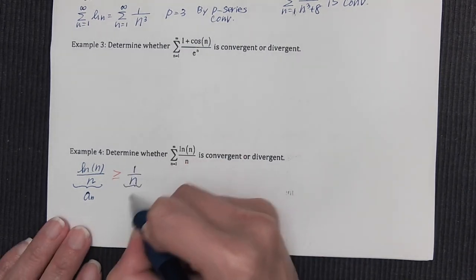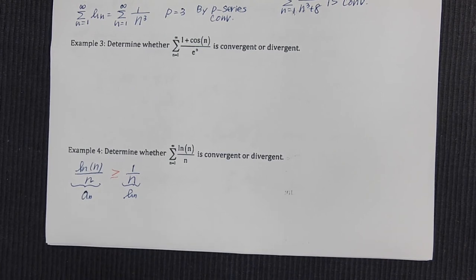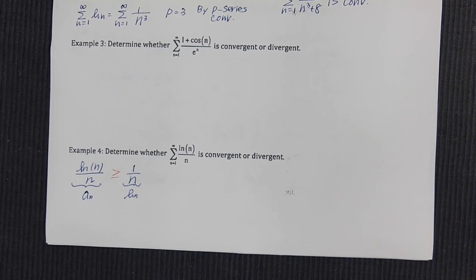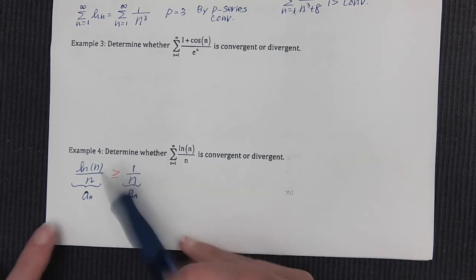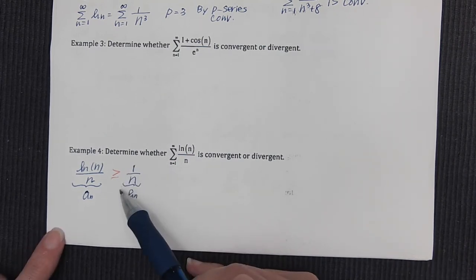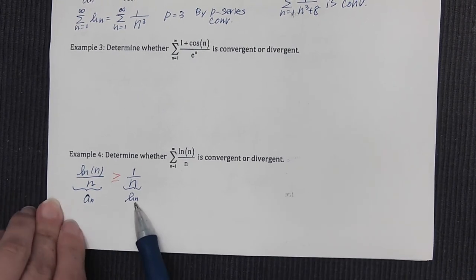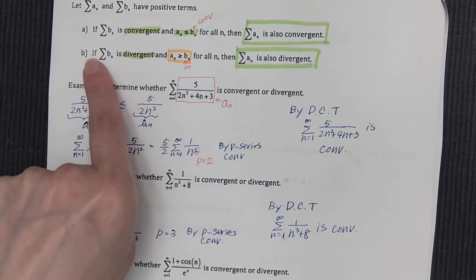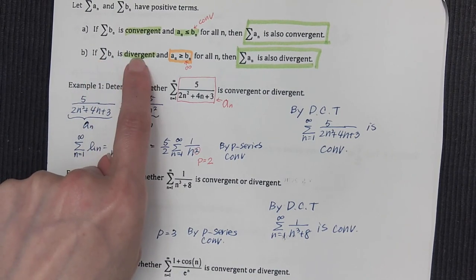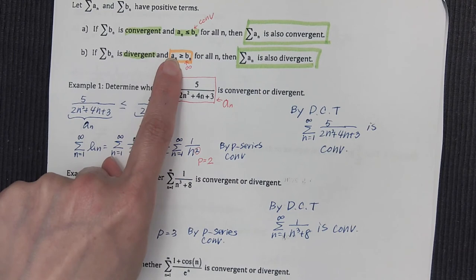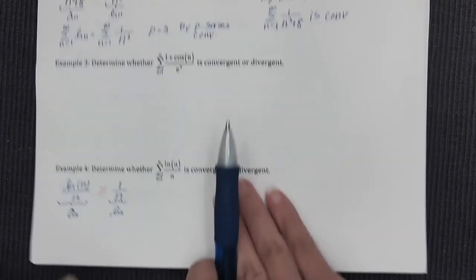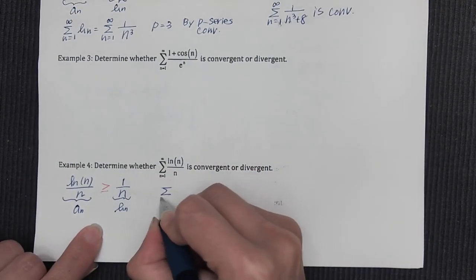So this is my B of N. I want to make something smaller. Did you understand this part? That's my B of N happening. Then what I say, I find the B of N, then make sure my B of N is divergent. Then you can say A of N is also divergent.